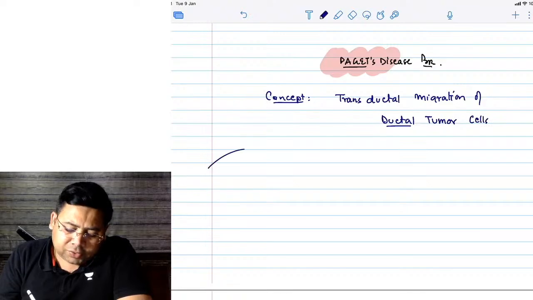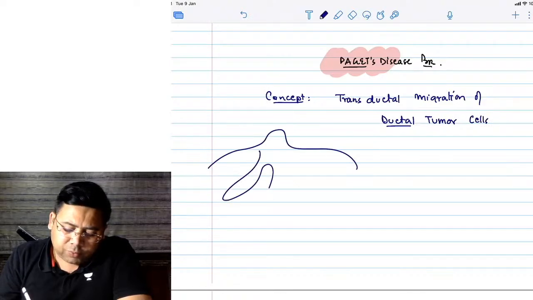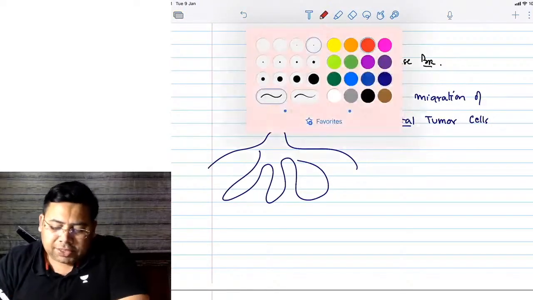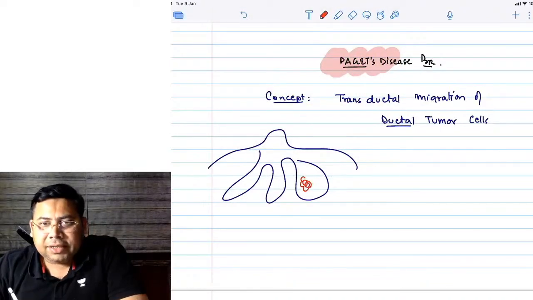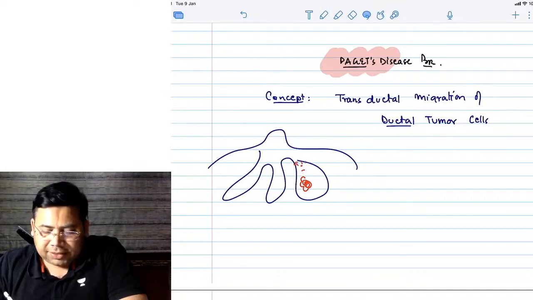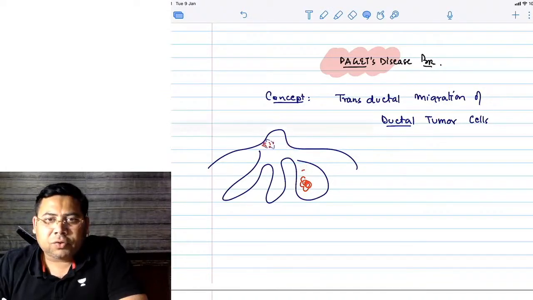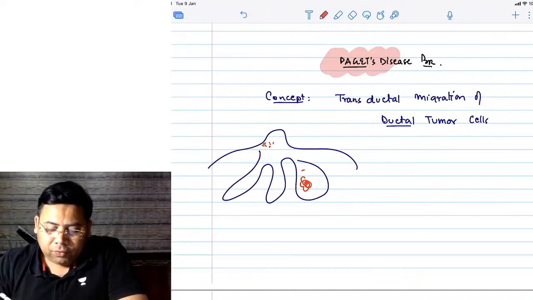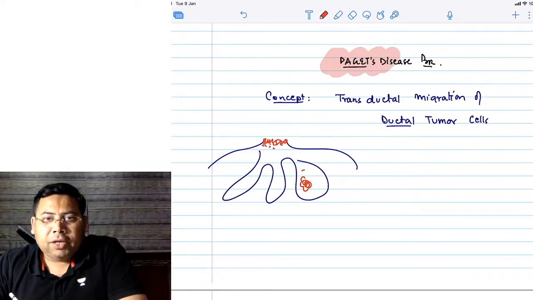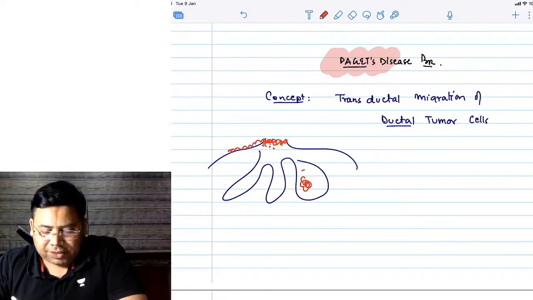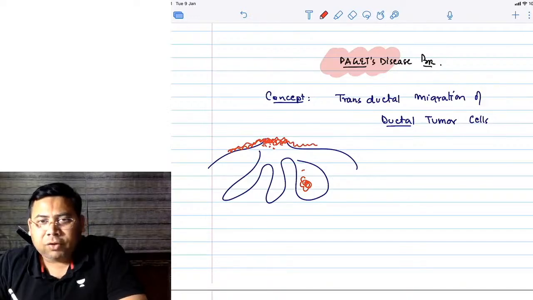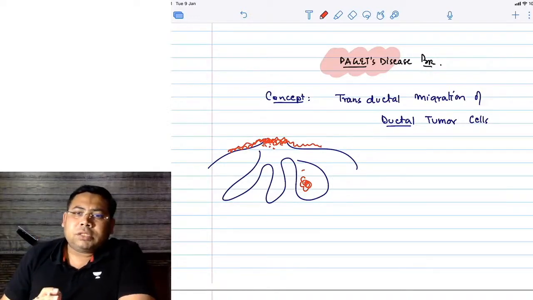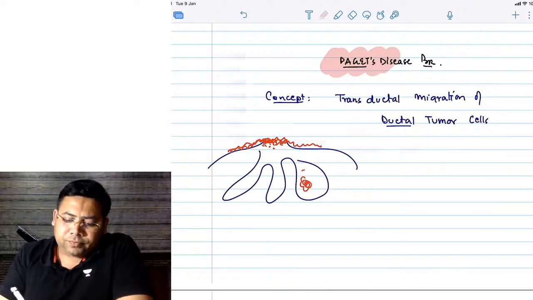So if we take this to be the nipple areola complex and these to be the ducts, suppose there is a malignancy here, and these are the malignant cells. So there will be a transductal migration of these tumor cells onto the surface. And do you know what will happen over time? There will be erosion of the nipple areola complex, and they may spread onto the surface. This is the classical explanation.